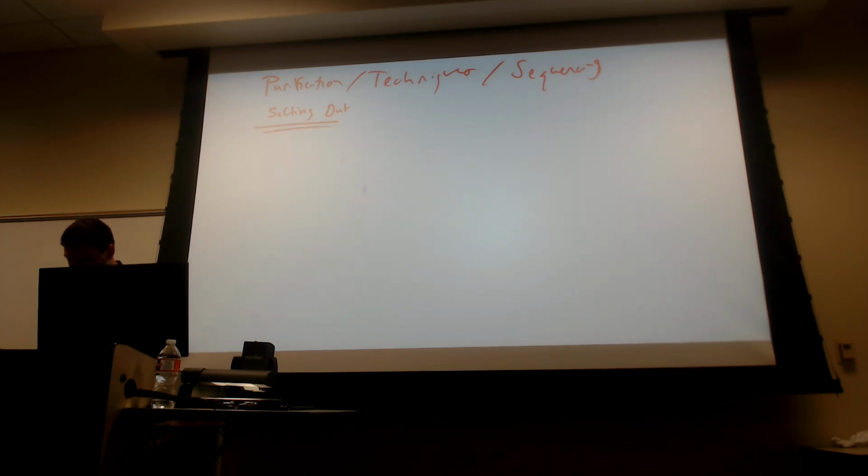Salting out, centrifugation. Main ones are like ion exchange chromatography, size exclusion chromatography. What comes out first on size exclusion chromatography? Largest first. It took the highway.